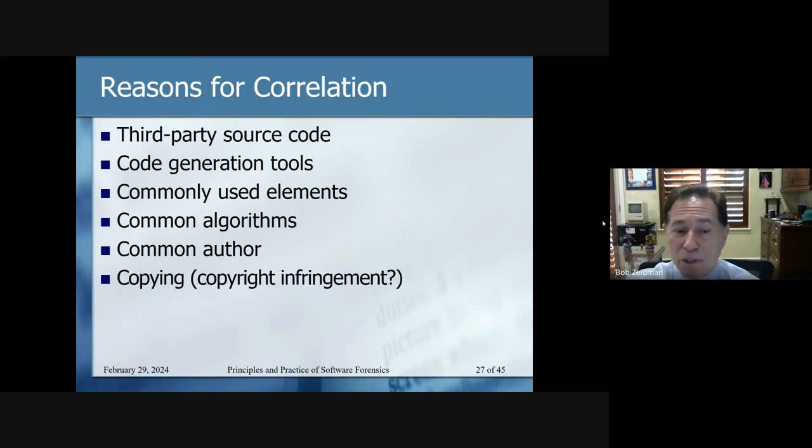So it's only after you can eliminate all of these other issues that you can determine that if there's still correlation, no matter how small, it can be a very small amount of correlation, but if you've eliminated all these other possible reasons, if there's any correlation, that means that copying occurred.